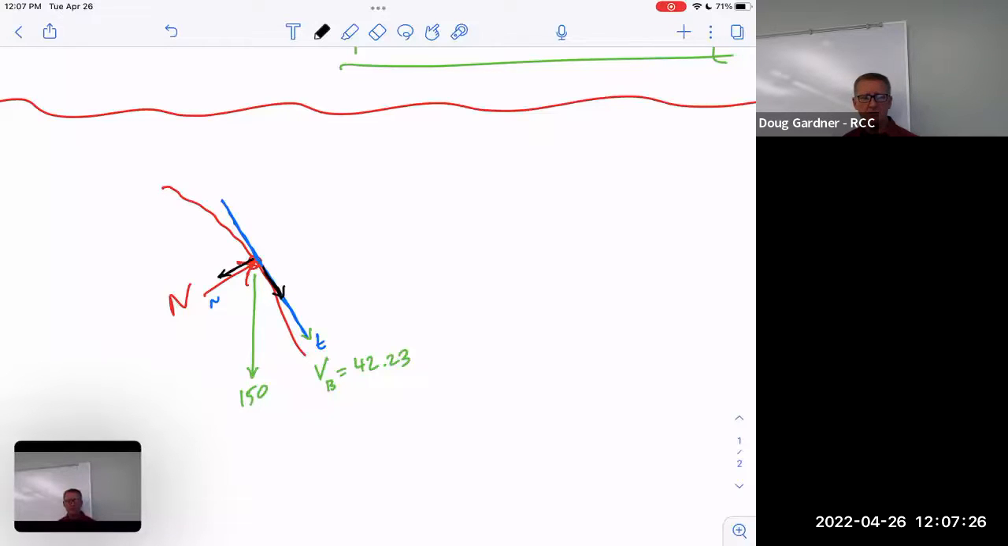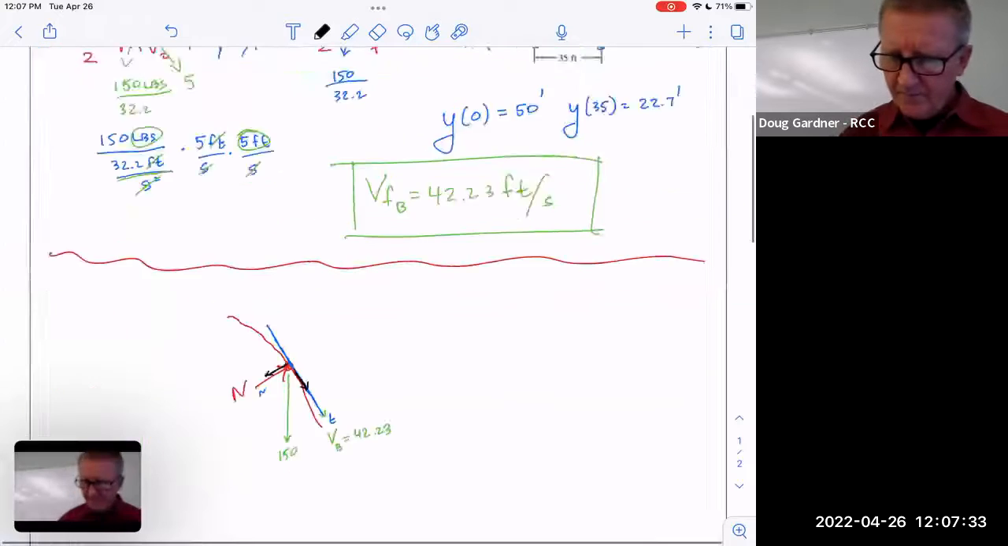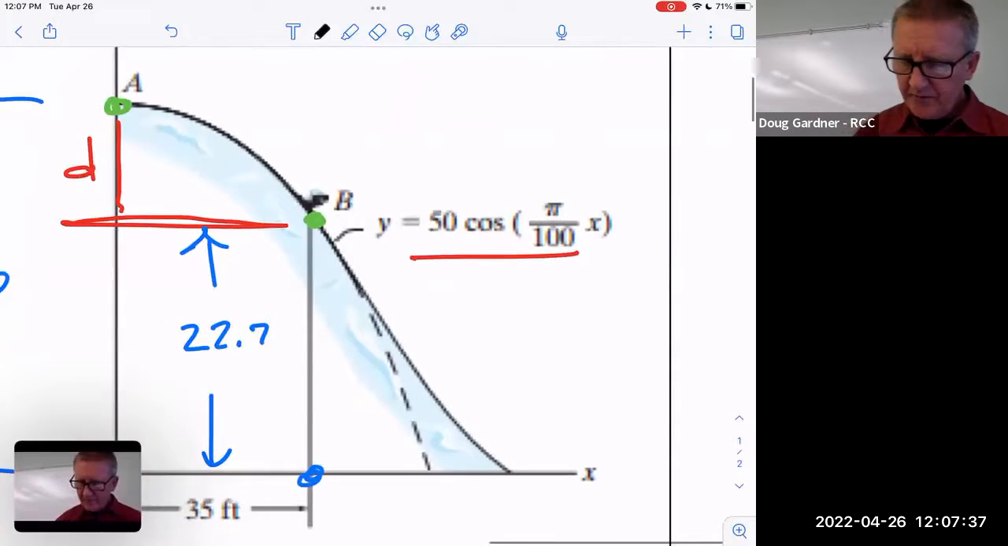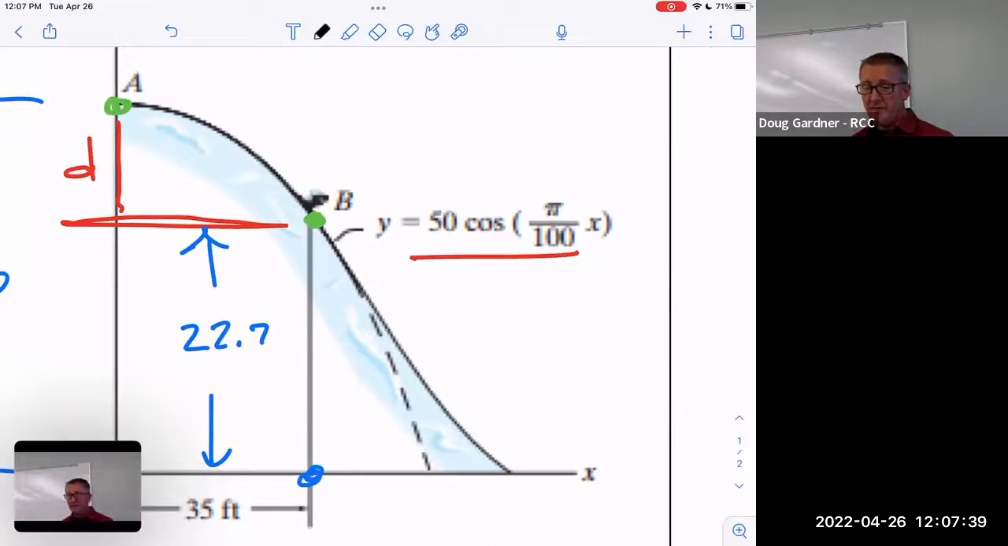The inverse tangent of y prime of x from our equation. And since we know the x, under the line, just plug in x and we'll get the number. That's exactly right. I can know the slope at any point thanks to calculus. So I could take the derivative of that, plug in x is 35, and I would know my slope.